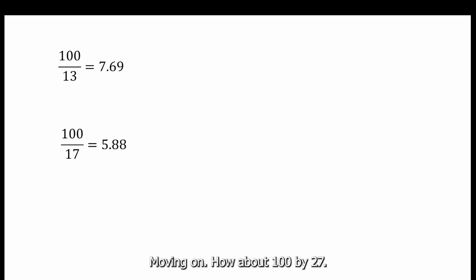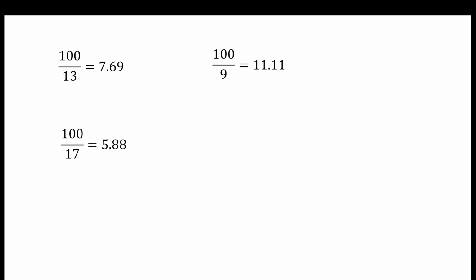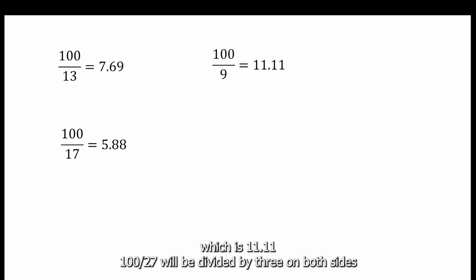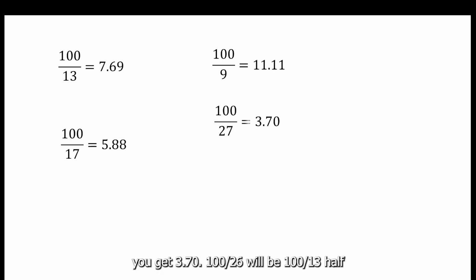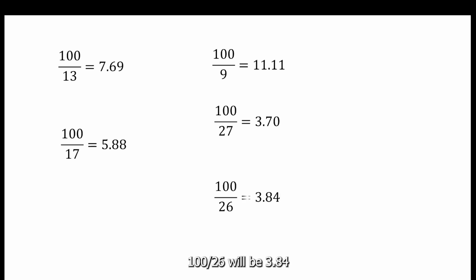Moving on, how about 100 by 27? Yeah, you know 100 by 9, which is 11.11. So 100 by 27 will be, divide by 3, you get 3.70. How about 100 by 26? Connect to 100 by 13. So 100 by 26 will be 3.84.